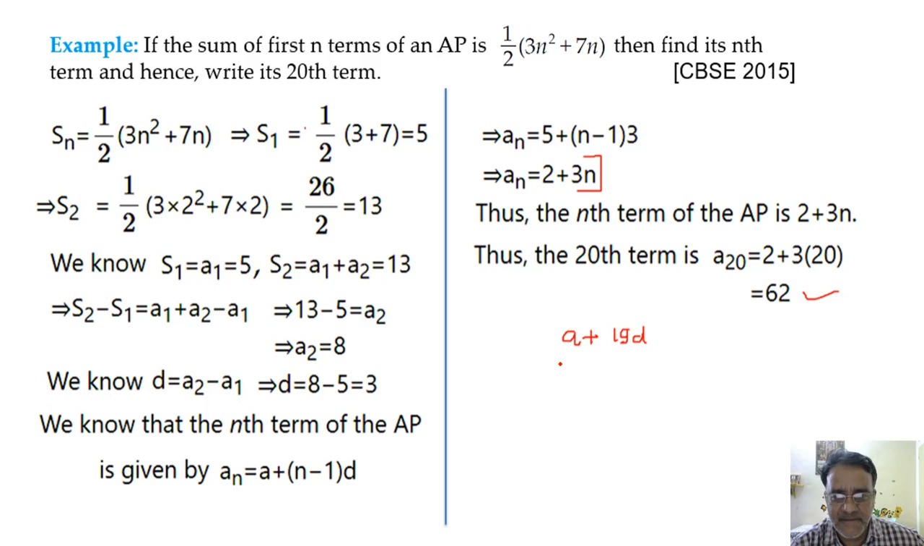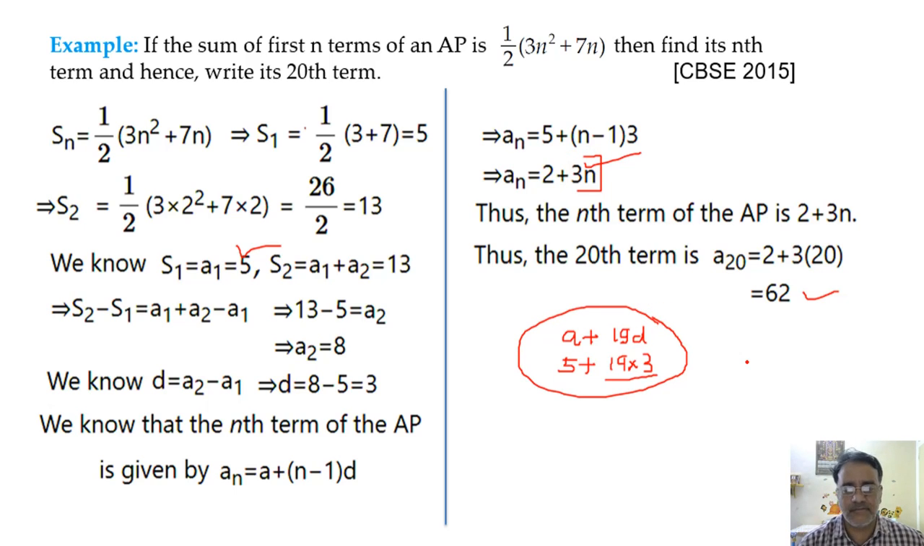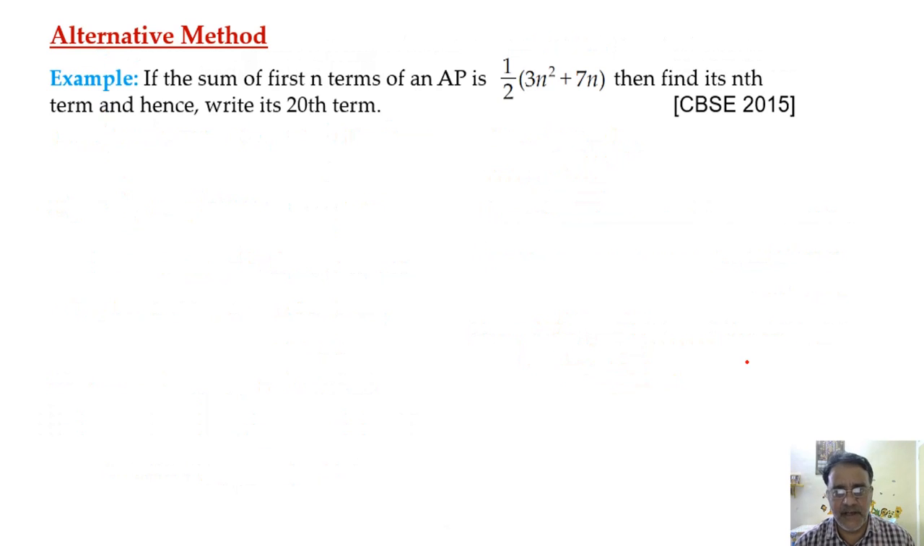What is the value of A? 5. So 5 plus 19 into 3 is 57, plus 5, you will get 62. So directly you can substitute the value of n here, or you can use this formula also. Any doubt in this question? No, sir. Okay, now this question can be done by using another method.